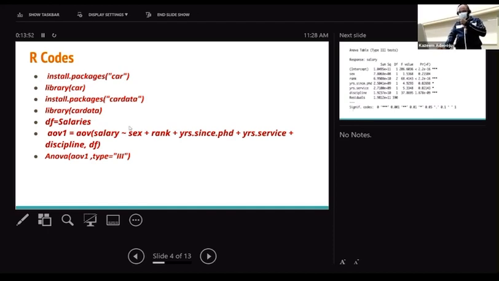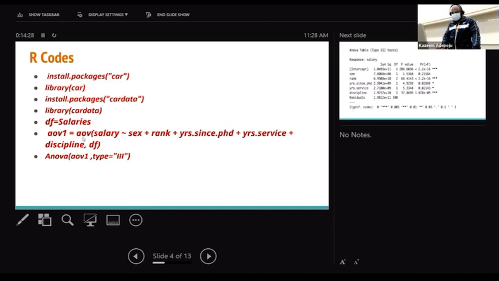This is telling us we are looking at the effect of sex and rank, plus the years in PhD or years in service, then discipline, on salary. When you take a look at what I have here, we have a lot of predictors. We're trying to look at their effect on the salary.